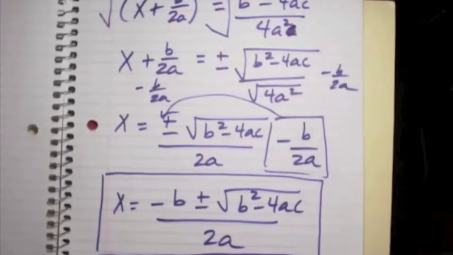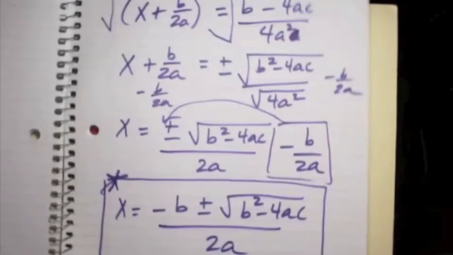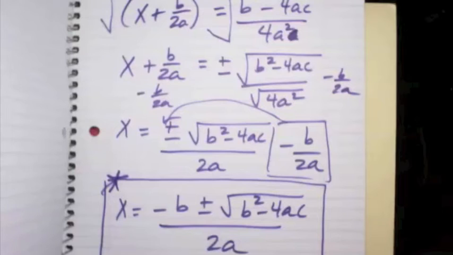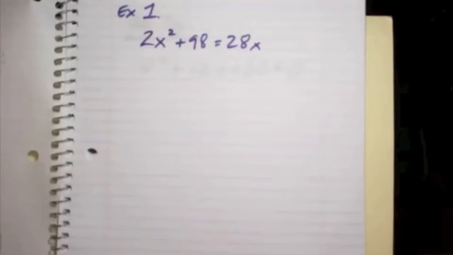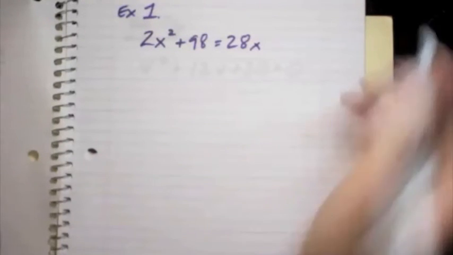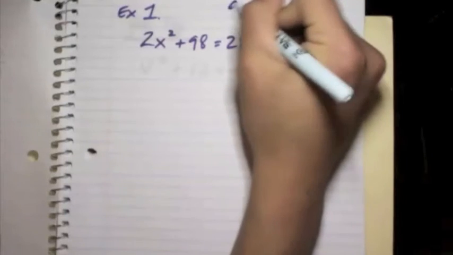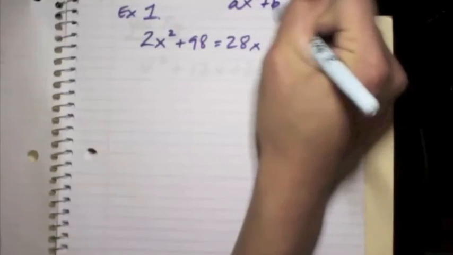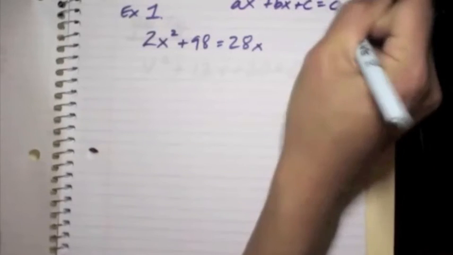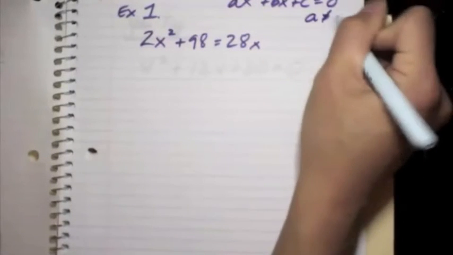Okay, so with this formula, you're going to memorize it, and we're going to take a look at now how to apply it. Okay, so we're going to start with the very first example. 2x squared plus 98 equals 28x. Okay, and remember, when we start, we always want to start off with the equation in the form ax squared plus bx plus c equal to 0, and a is never equal to 0.